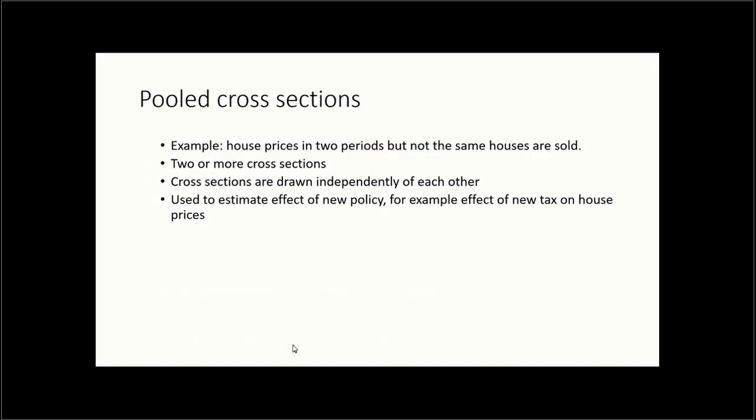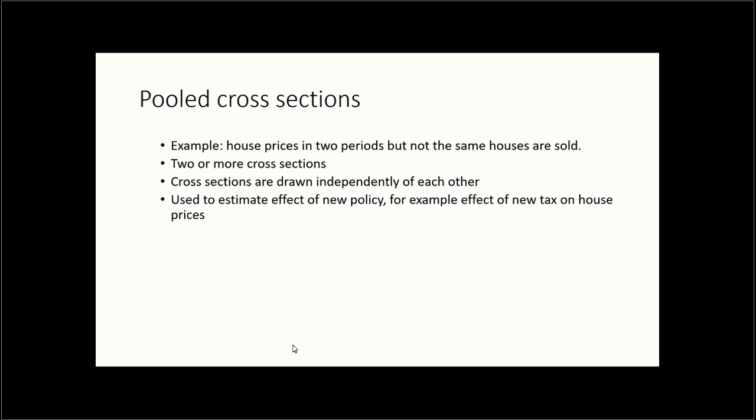Next, let's talk about pooled cross sections data. And what we mean by this is that we can have data where we have the house prices, say, of houses that were sold in two different periods, say 1 year and then another year, but not the same houses are sold every year, right? So we have different houses that are being sold in different years. So again, we have data over time, but it's not necessarily for the same unit, for the same house. So here these cross sections are drawn independently from each other.